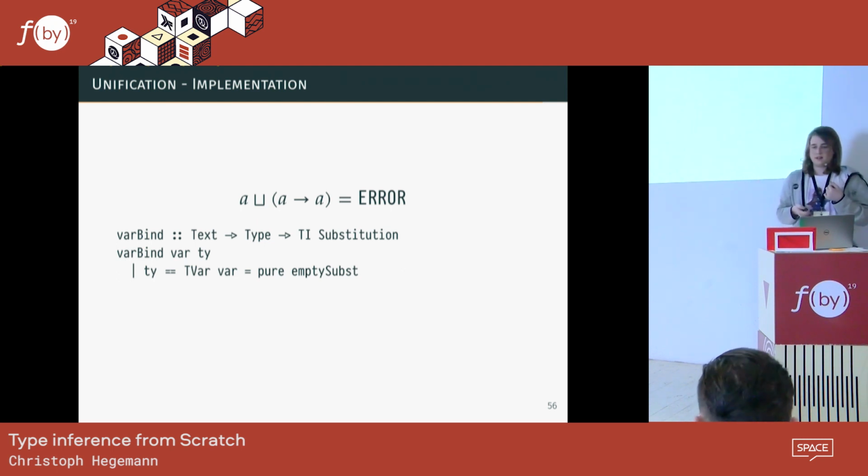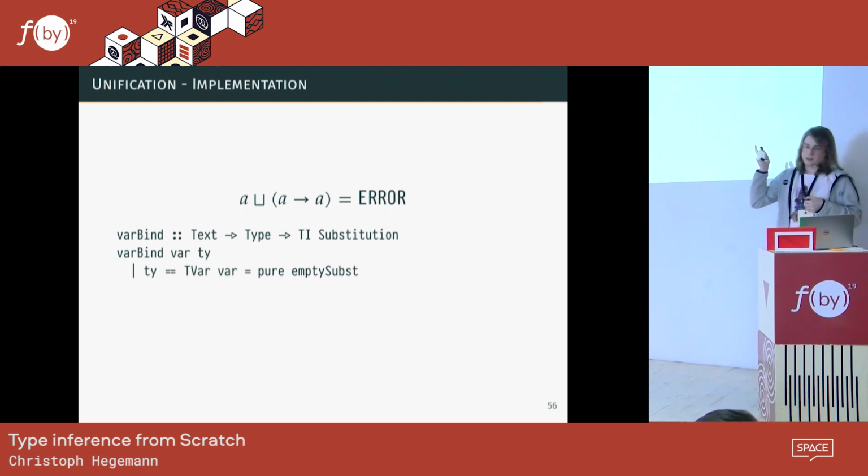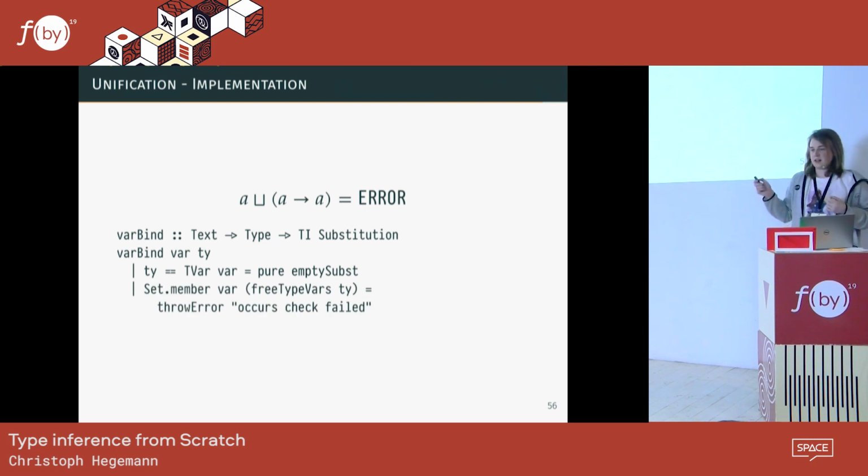But if I have a type like this, that's a problem, because that would yield some kind of infinite or recursive type. We don't have that. So we need to forbid that from happening. So we check if the variable is a member of the free type variables of that type, and then we need to throw an error. That check is called the occurs check, if you read the literature. So you know that's a case you need to think of.